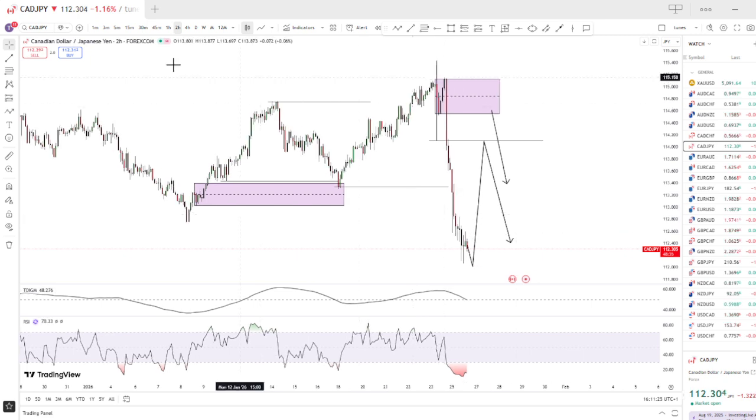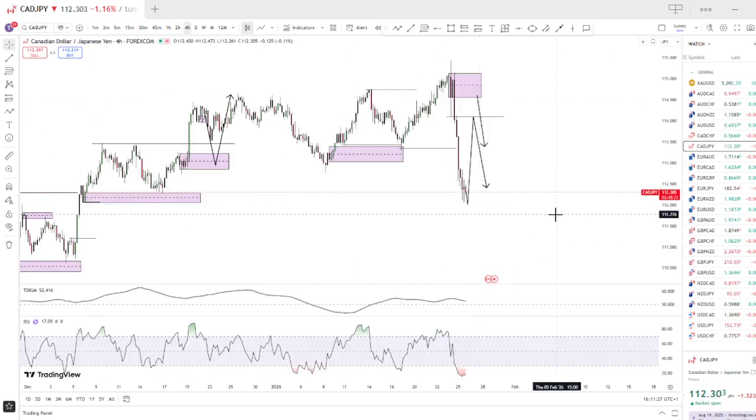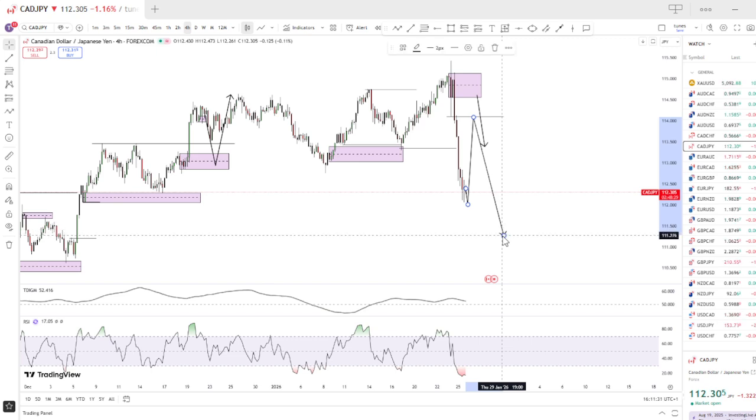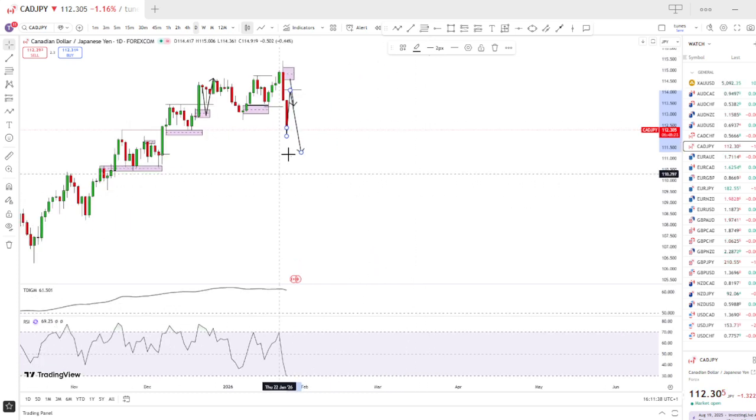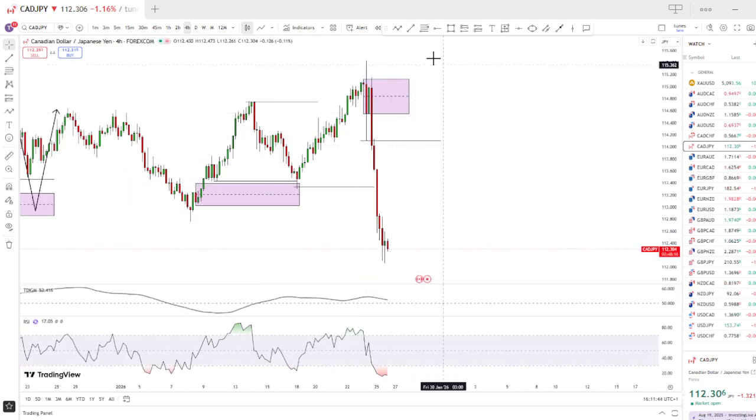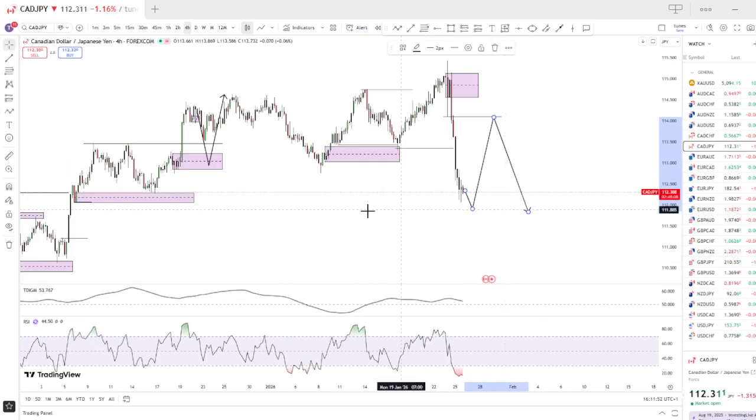Even though overall my bias at the moment is still bearish for CAD JPY, let me just clarify that on the charts right now. So this is one thing I'm looking at. I remember I was going to talk about something, so let me confirm that again. Let me withdraw some of these things, just for the sake of clarity. So maybe a little bit of a drop, and then maybe something like this. Let's forget about the first one for now. So this will be one.